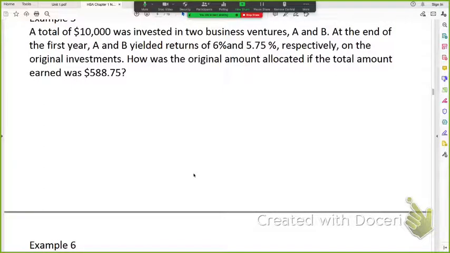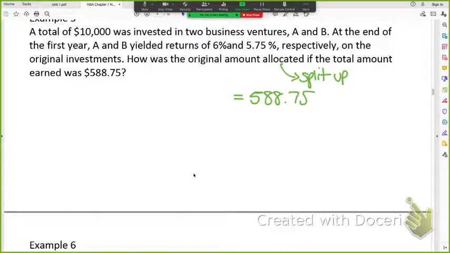That's a fancy word for split up. If the total amount earned was $588.75. All right. So here's how we're going to split this up. We have two investments, investment A and investment B. How much did you make overall? 588. All right, so let's start with what you made. That is what this is going to equal out to.